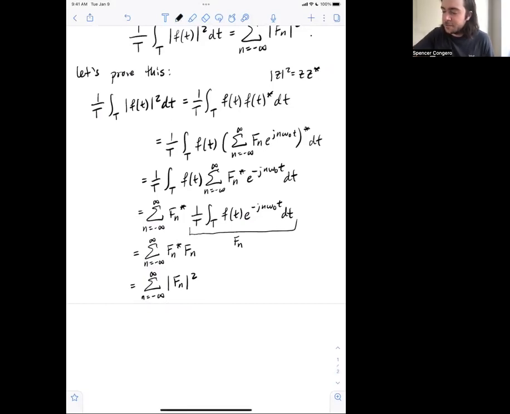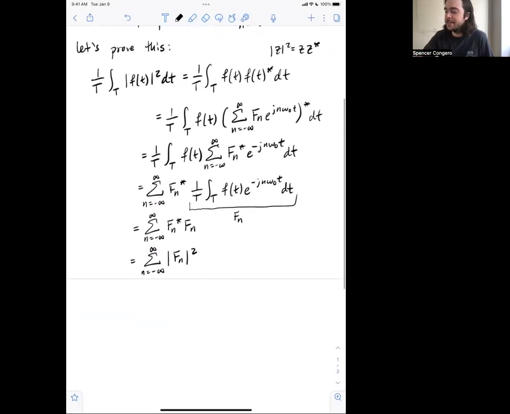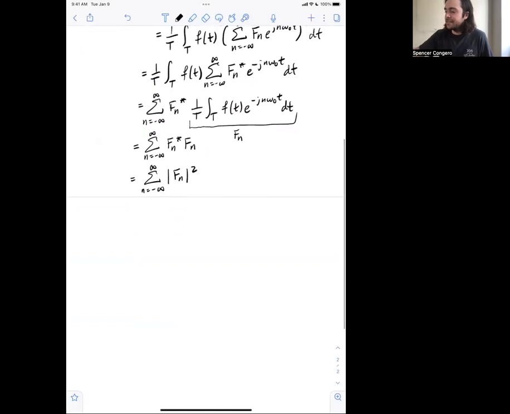It's a really useful property because sometimes integrals can be easy to compute, but this sum could be hard to compute. We're going to see an example of that right now, or vice versa. Sometimes this integral can be hard to compute, but these sums can be easy to compute. Based on which side is easier or harder, you can use Parseval as a bridge to go between them. So it's a very useful property. So let's see an example.